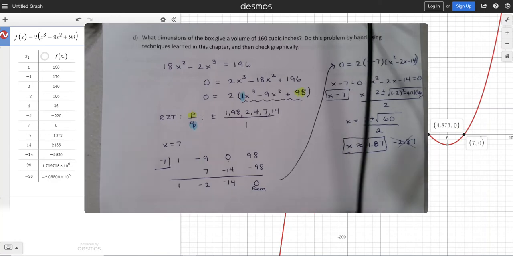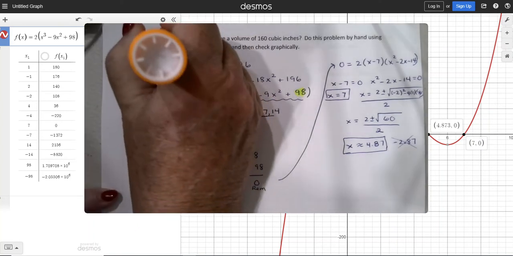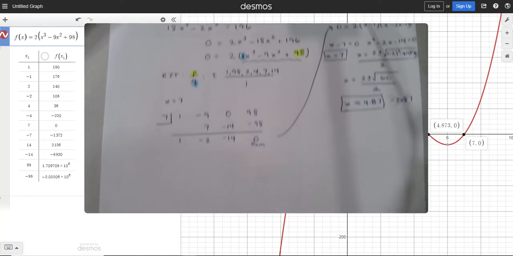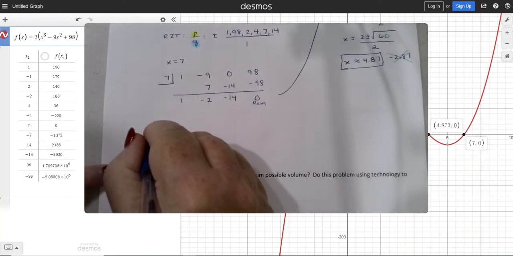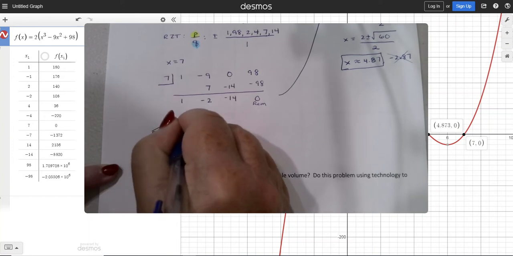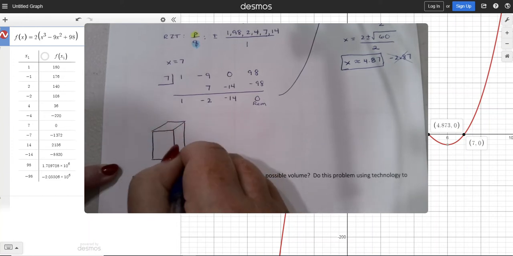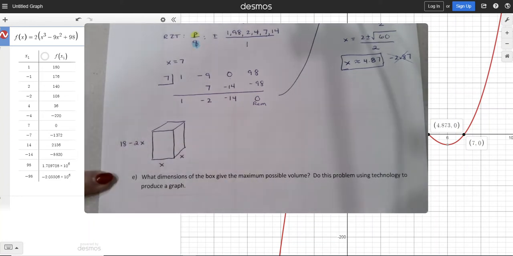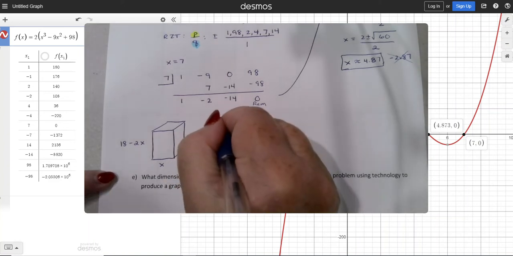All right. I now want to go back to the original question, which I haven't quite answered yet. The question asked me to find the dimensions of the box. So far I've solved for x, which is a really good start. But remember, again, this box looks like this. The base was x by x, and the height was 18 minus 2x. So I've got 2 possible boxes.